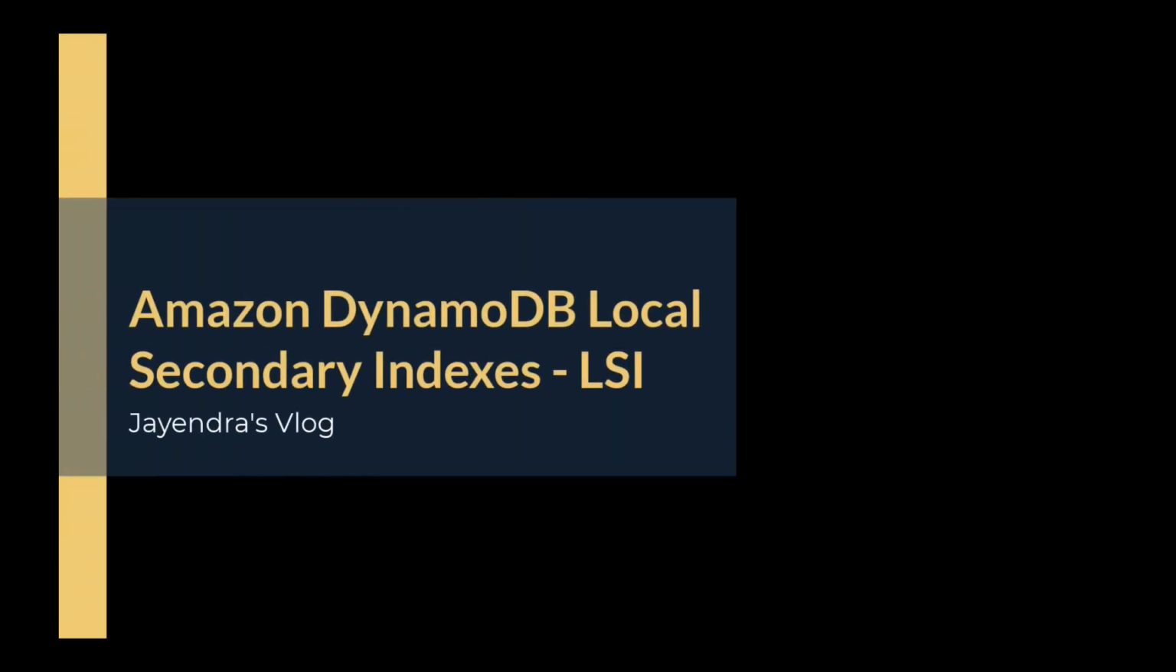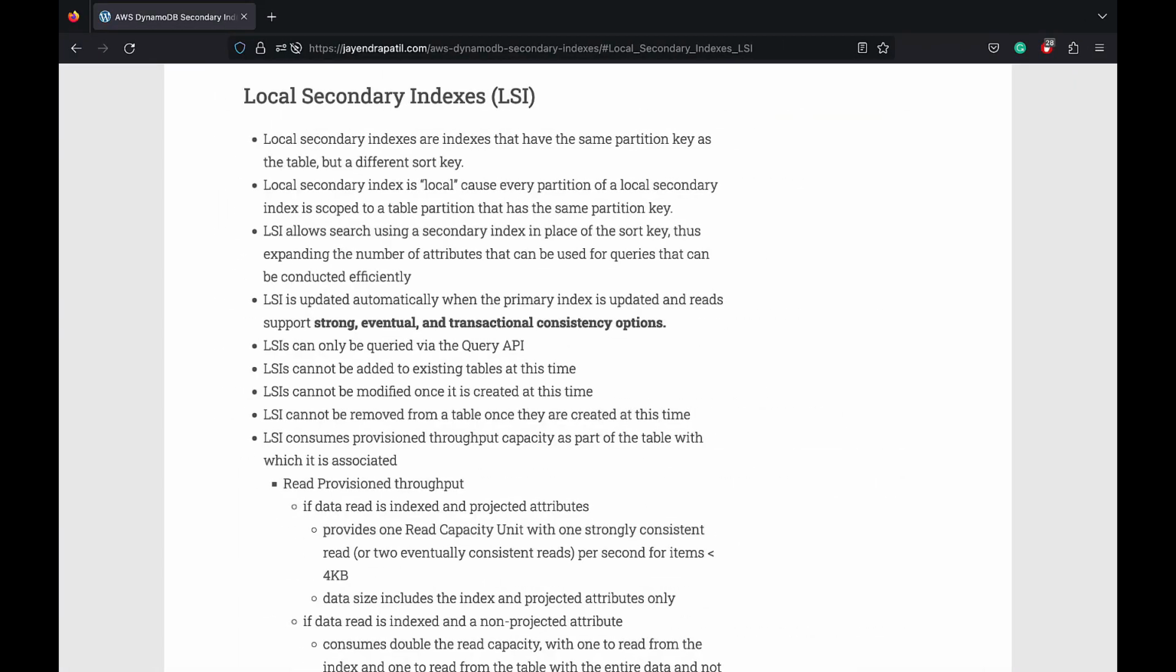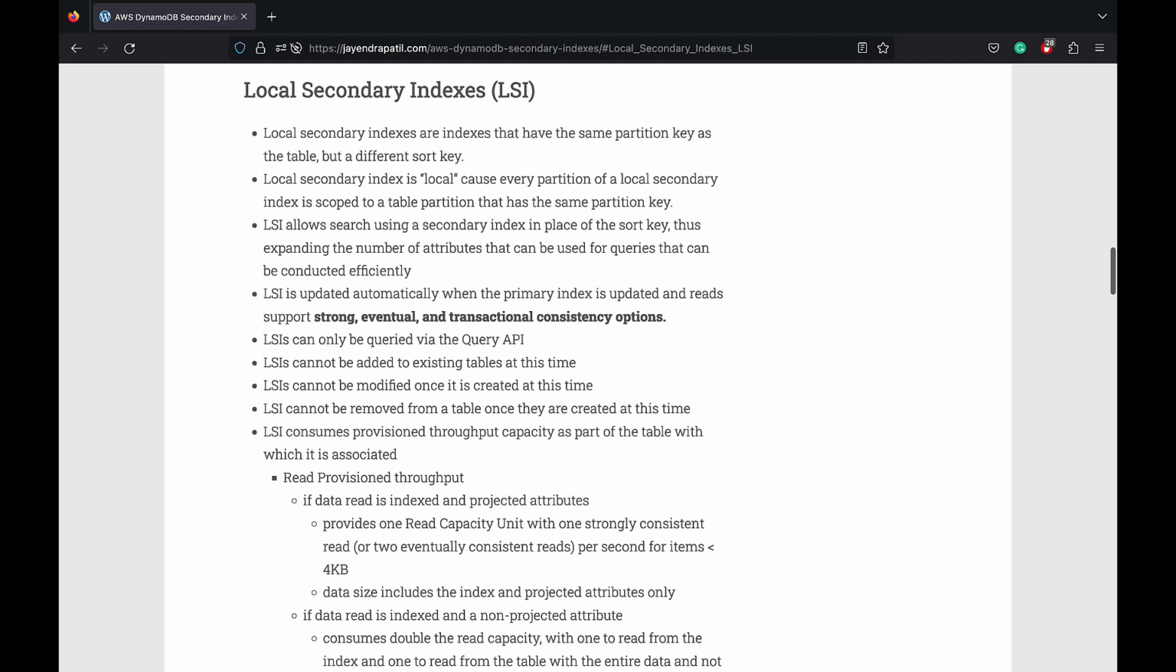In this video, we are going to cover Amazon DynamoDB Local Secondary Indexes, followed by a quick demo. DynamoDB supports two kinds of secondary indexes, local and global. DynamoDB Local Secondary Indexes are indexes that have the same partition key as the base table, but a different sort key. Local secondary index is local because every partition of the local secondary index is scoped to the table partition that has the same partition key.